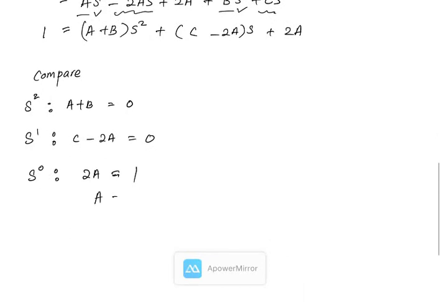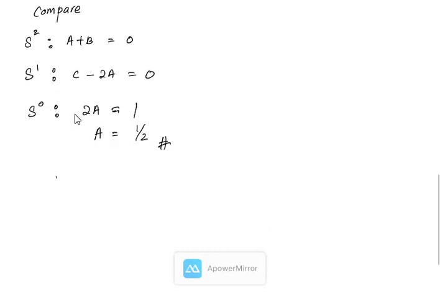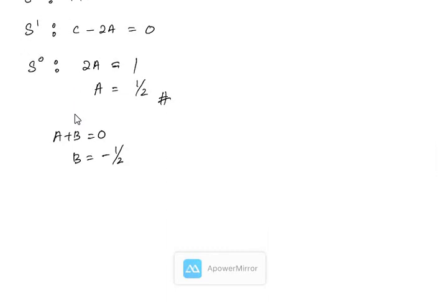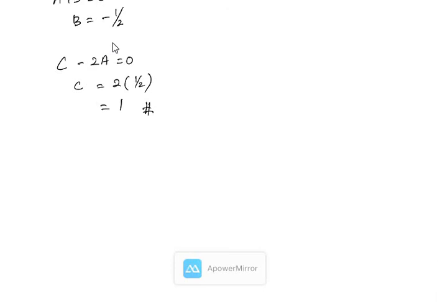So A is equal to 1 over 2. We obtain A equal to 1 over 2, and we can substitute it into the first equation. A plus B equals 0, so B is equal to minus 1 over 2. Then we also substitute into the second equation, C minus 2A equals 0, so C equals 1. Now we have all the values of A, B, and C, and we substitute them into the equation.